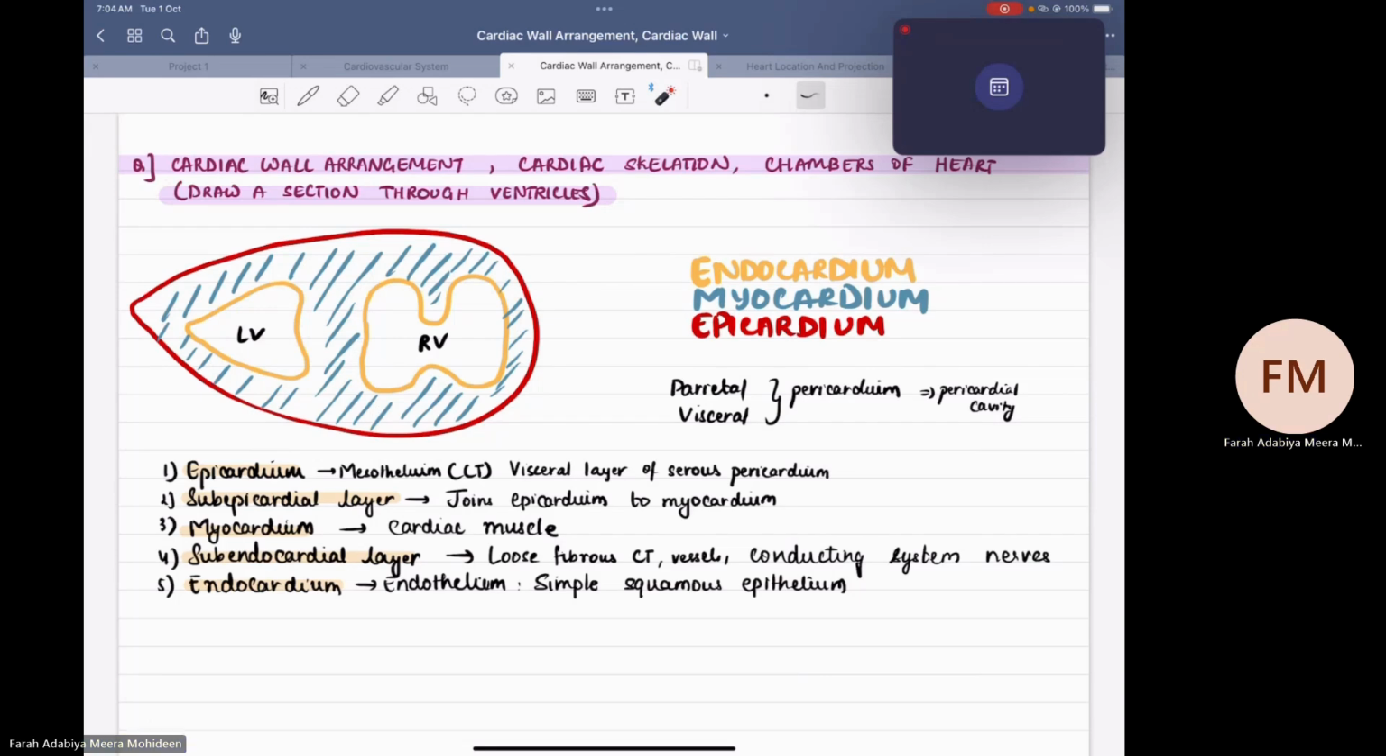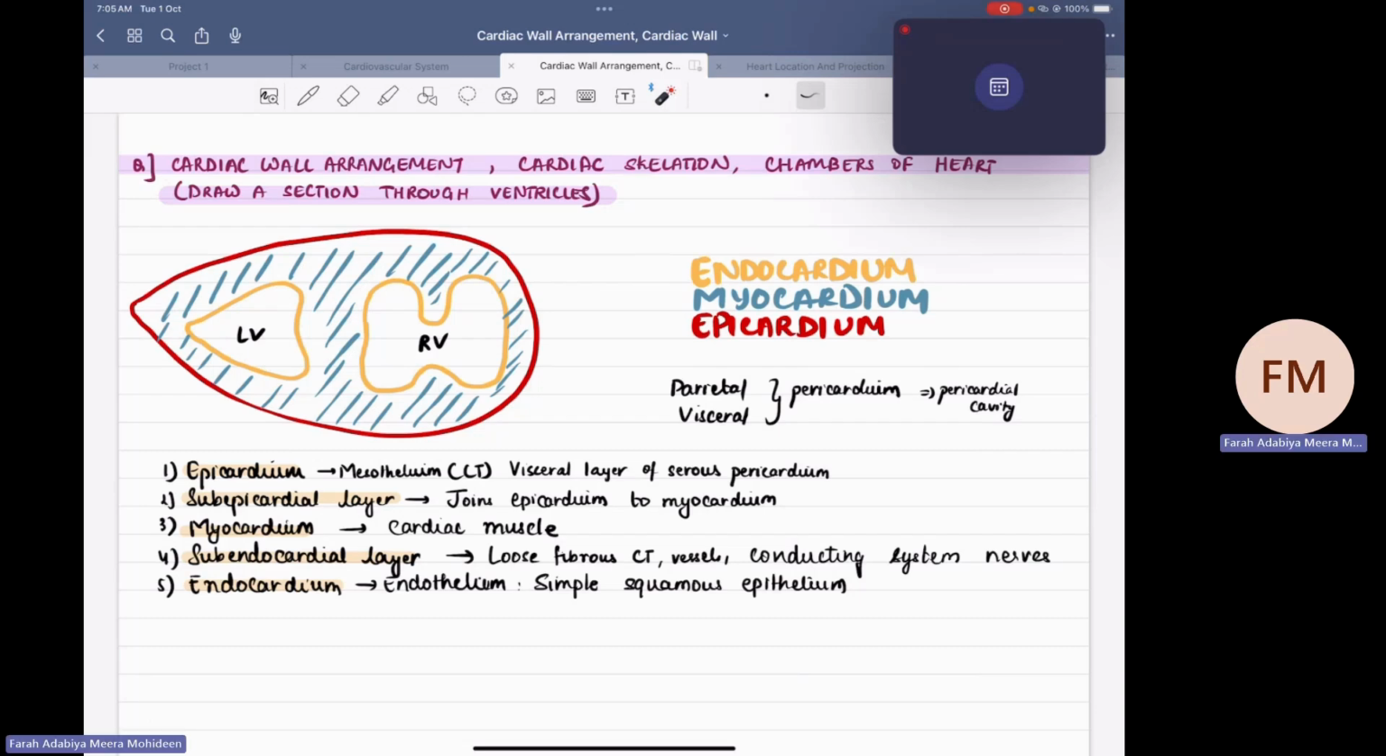Between the endocardium and the myocardium, you have your subendocardial layer, which has loose fibrous connective tissue containing the conducting system of the heart. There's a separate video about the conducting system. Look through it, but where it is present is your subendocardial layer.